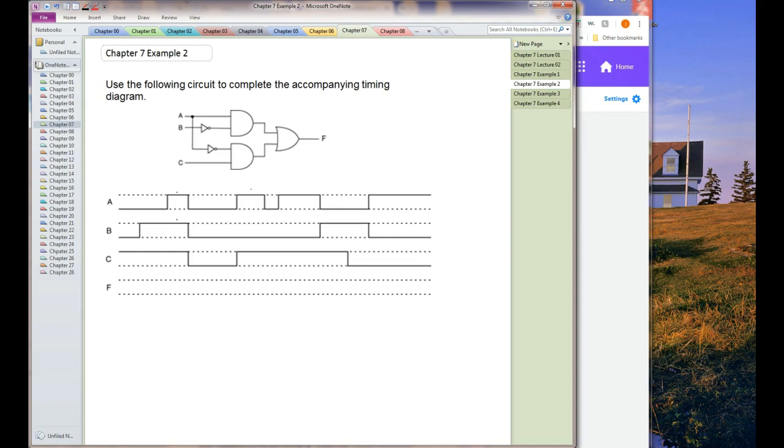This is Chapter 7, Example 2. We did this example before. We're going to do it a little bit differently this time to show that it can be done multiple ways. So the first step in this problem is to look at this circuit and write an equation for it.